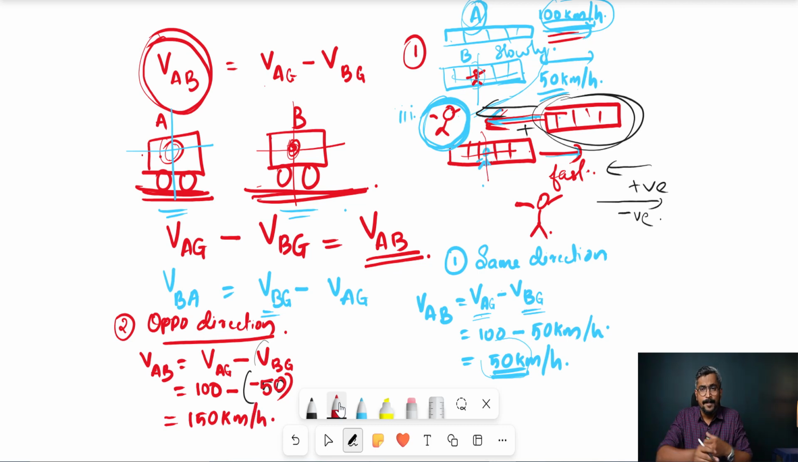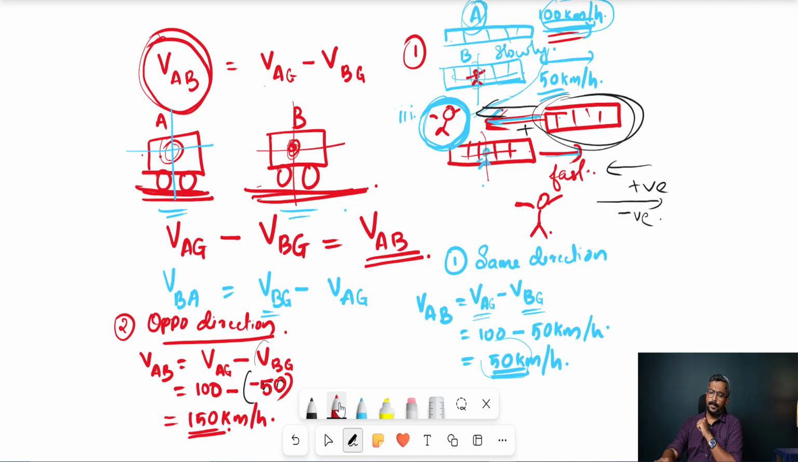Just imagine that. The first train, which has 100 kilometers per hour when observed from the ground, just increases to 150. Why is it so? The second train, train B, is also moving in the opposite direction. So both velocities come into play and it increases to 150 kilometers per hour. Here happens the magic of relative velocity.